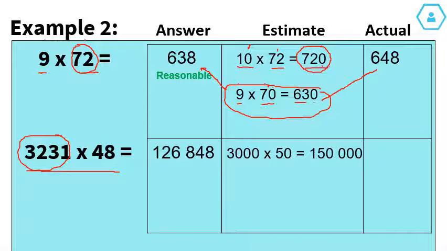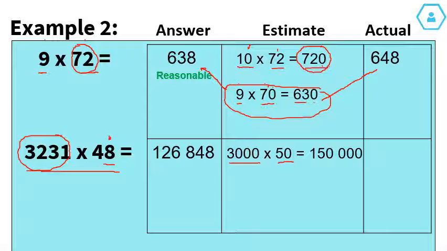So I'm going to round the 3,231 down to 3,000, and the 48 is going to be rounded down to 50. Sorry, rounded up to 50, I should say, because it ends in an 8 here, and we know that numbers that end in a digit that is greater than 4 get rounded up. So I've rounded up to the nearest 10, which is 50. So I've got 3,000 multiplied by 50.